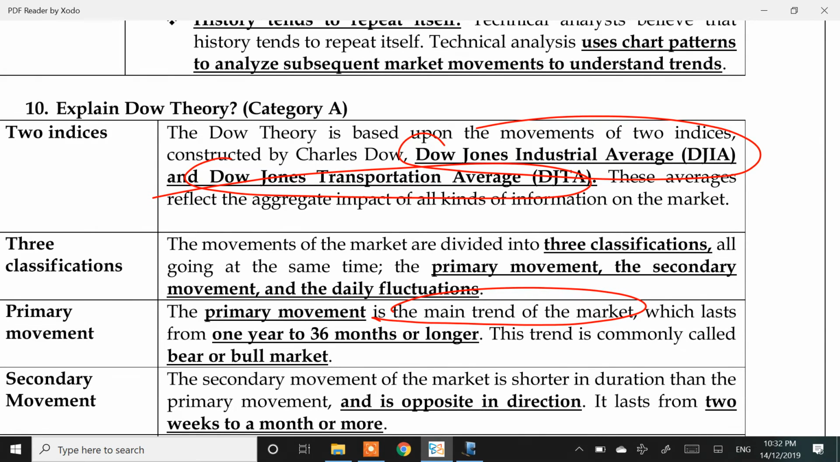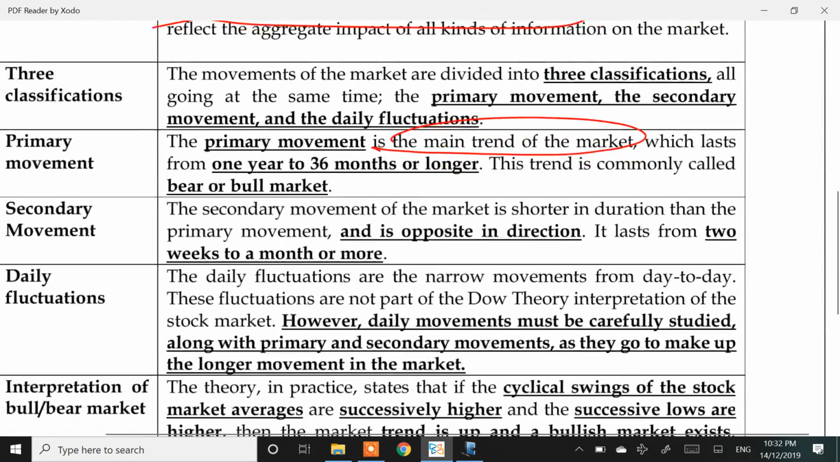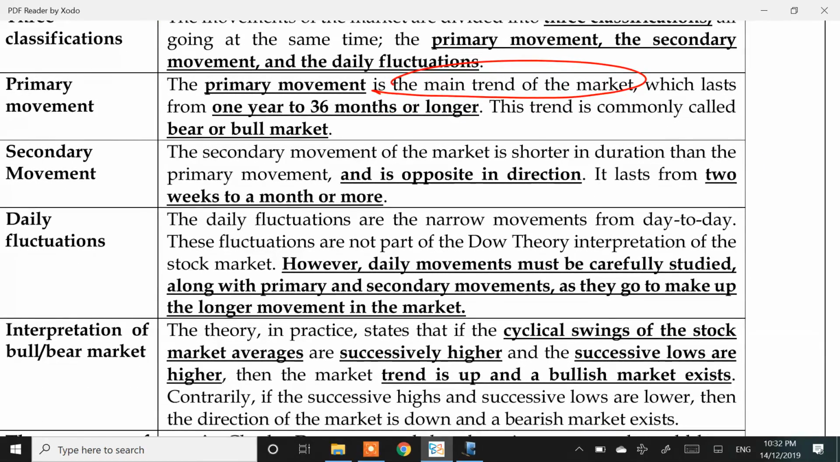When you are in a bull market, there will be a few months in between where the prices will crash downwards. So those are opposite movements, the secondary movements. So in a bull market, prices coming down is a secondary movement. A bull market is one where prices are continuously going up. A bear market is one where prices are continuously coming down. But even in a bull market or a bear market, there will be an opposite movement, which is the secondary movement. And then you have daily fluctuations, which finally add up to the overall movements.